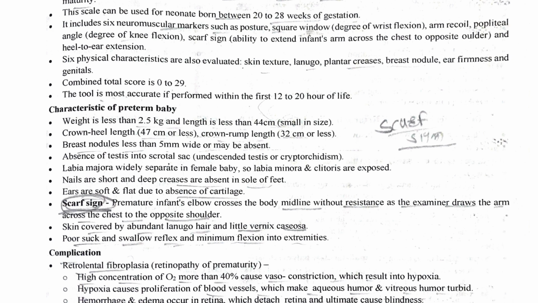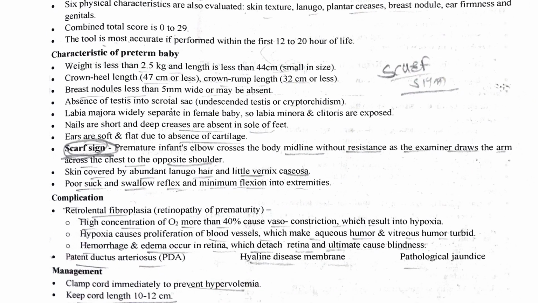Nails are short and soft. Creases are absent on the soles of the feet. Ears are soft and flat due to absence of cartilage. Scarf sign: in premature infants the elbow crosses the midline without resistance as the examiner draws the arm across the chest to the opposite shoulder. Skin covered by abundant lanugo hair and little vernix caseosa. Poor suck and swallow reflex and minimum flexion in extremities.